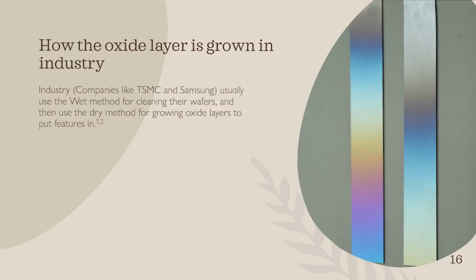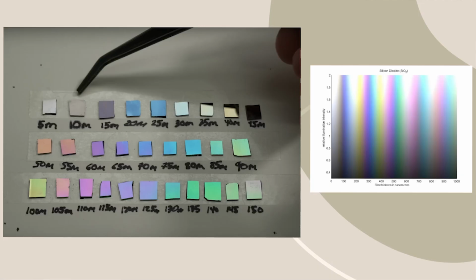Traditionally, industry uses the wet method to clean their wafers along with some other chemicals, and then uses the dry method to grow the final oxide layers that these traces are made in. This is what oxide layers actually look like when they're grown on silicon. The different changes in colors that are really pretty correspond to how physically thick the oxide is.